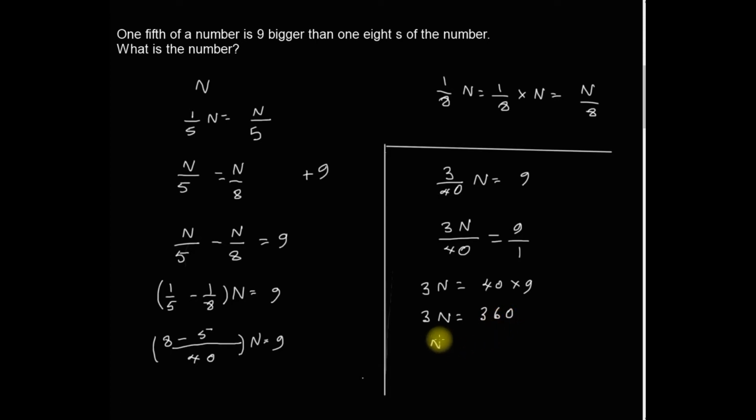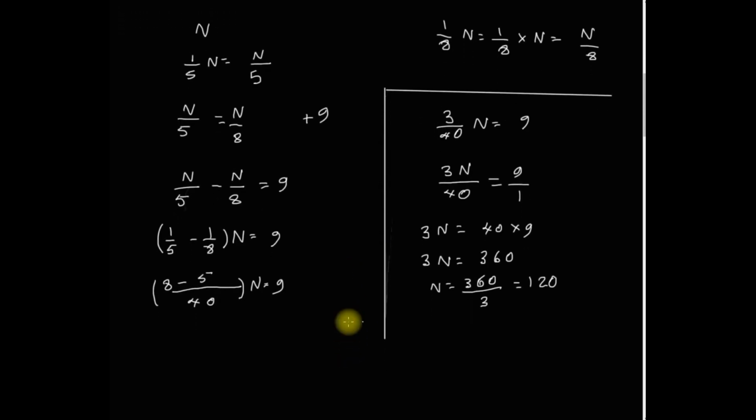And so n will be equal to 360 divided by 3, which we can write like that. Because this fraction means 360 divided by 3, and this is equal to 120. So this is how we basically solve questions like the one above using simple algebra. And I've tried to give a little bit of extra information here.